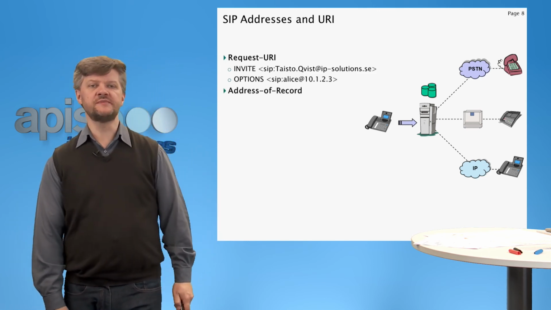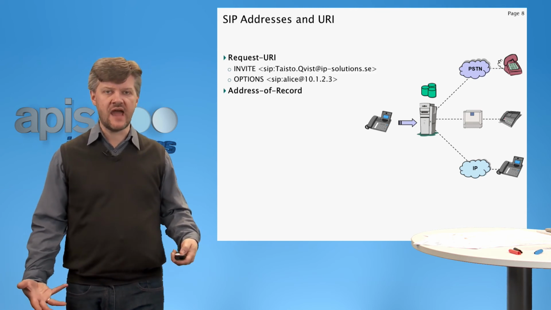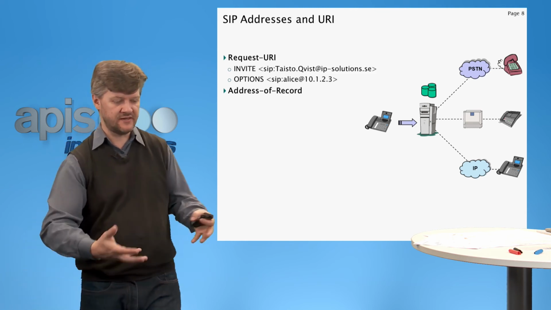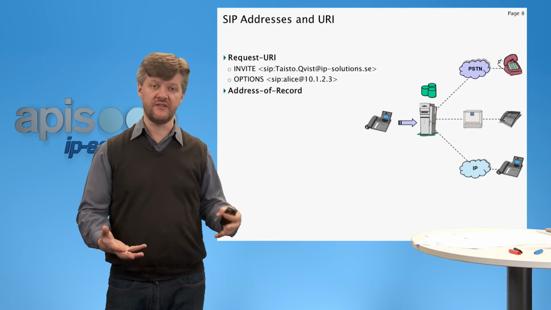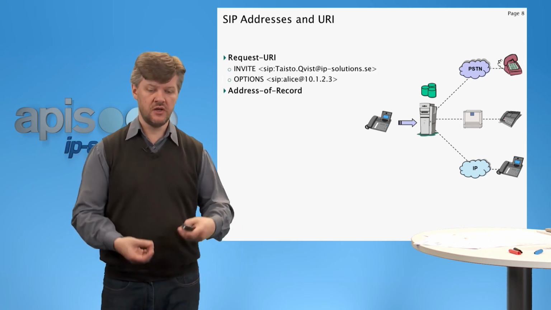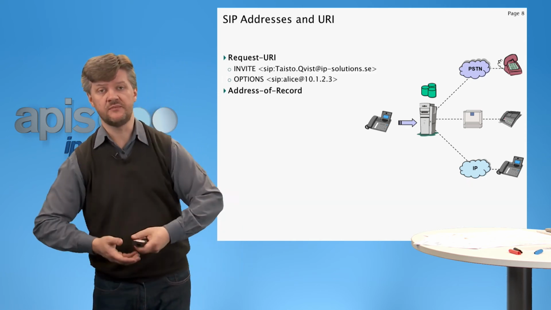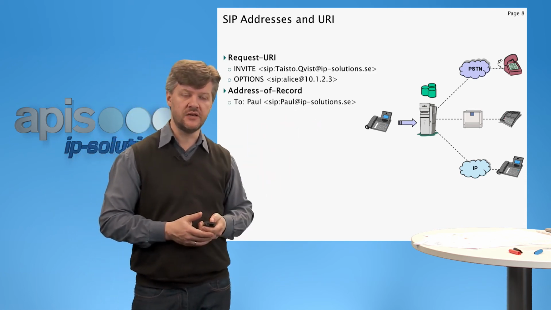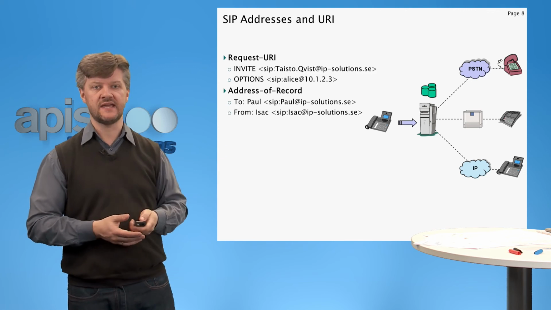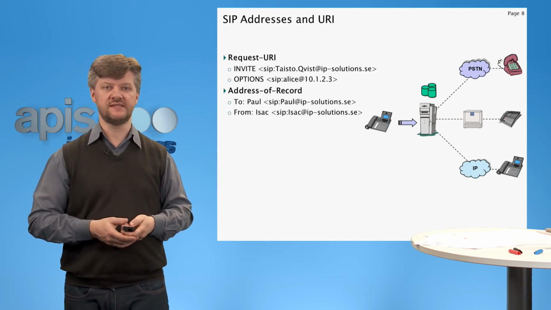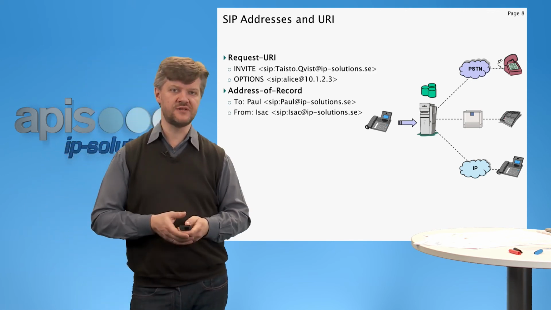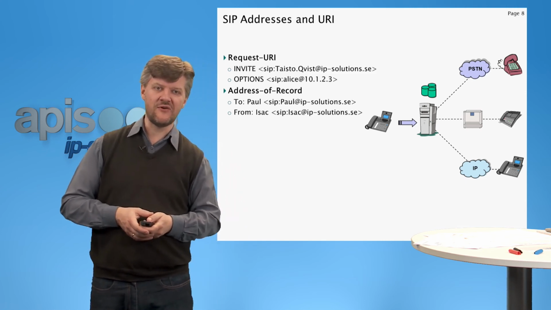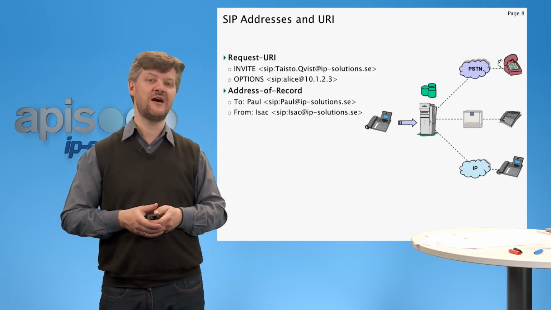You also sometimes see the term address of record. Address of record means something that you put in essentially a phone book, something that doesn't change a lot. So your business card address would be a typical example of an address of record. So that would be paul@ipsolutions.se or isaac@ipsolutions.se. Very specifically, you shouldn't put IP addresses in your phone book because you may have a new IP address tomorrow.